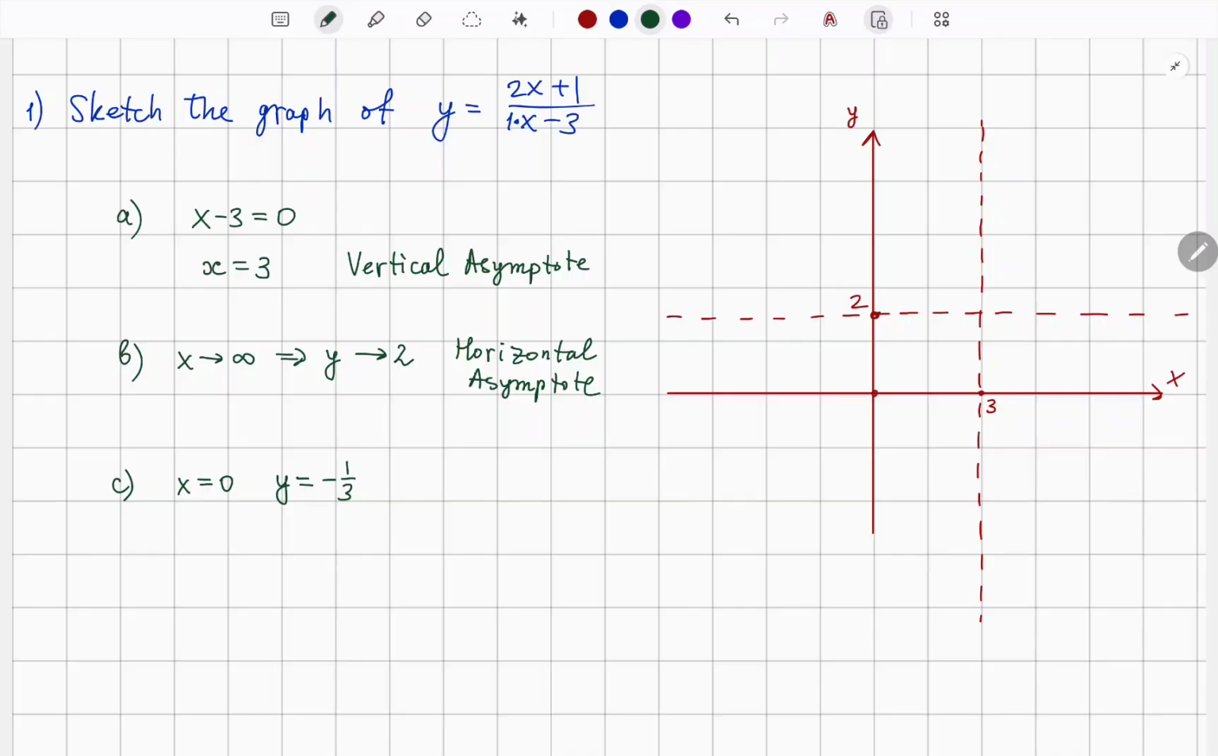Of course, this is the y-intercept of the graph. Let's find it on the xy plane. 0, minus 1/3, maybe it's here. Yeah. So I know my graph must pass through this point. So can it look like this? No, of course. So I know it looks like this. This is the sketch of the graph.